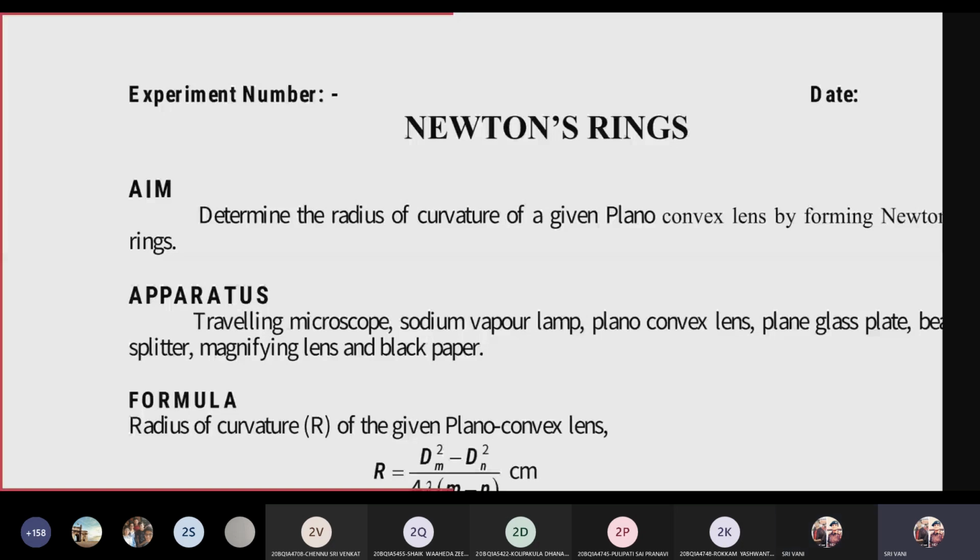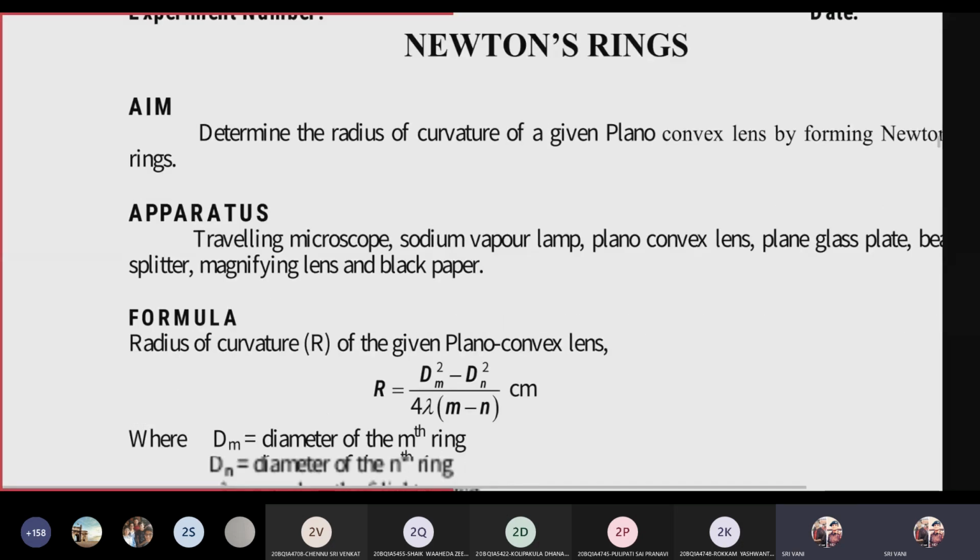In the Newton rings experiment, as we already learned in the theory class, that is the determination of the radius of curvature for a plano convex lens. Already this is one of the applications. We have done problems also in this model, by forming the Newton rings. Apparatus: traveling microscope, sodium vapor lamp, plano convex lens, glass plate, beam splitter, and magnifying lens.